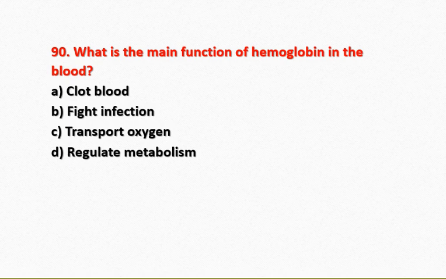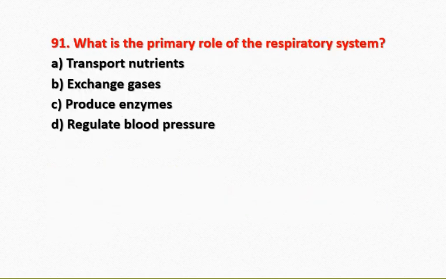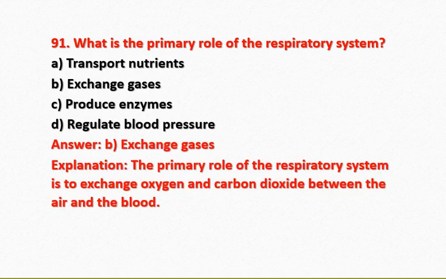What is the main function of hemoglobin in the blood? Correct answer is option C, transport oxygen. What is the primary role of the respiratory system? Correct answer is option B, exchange gases.